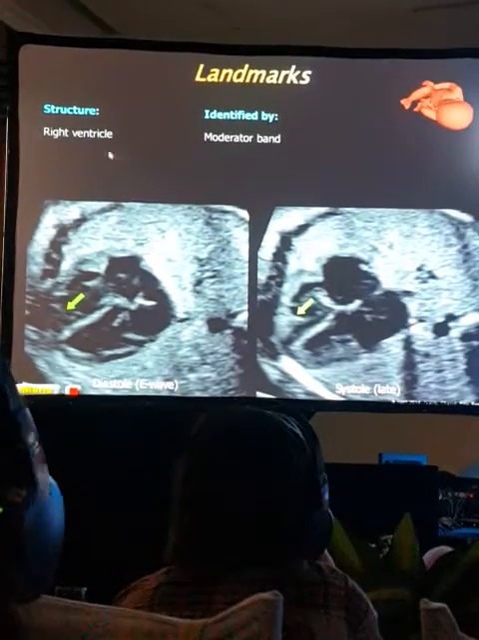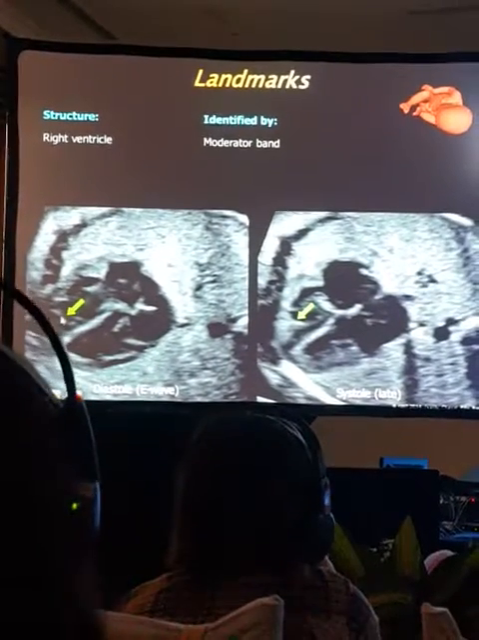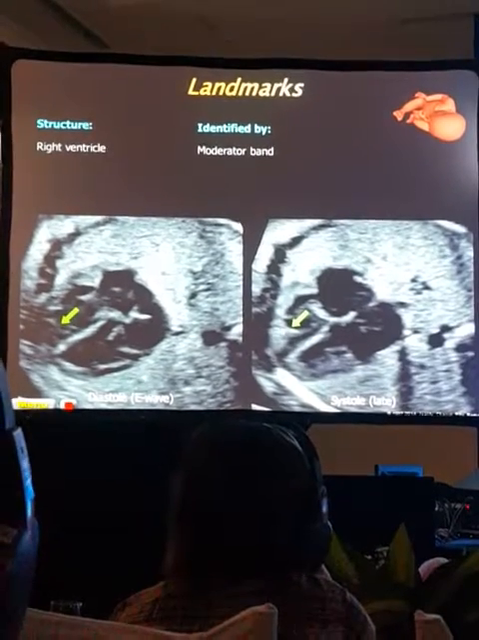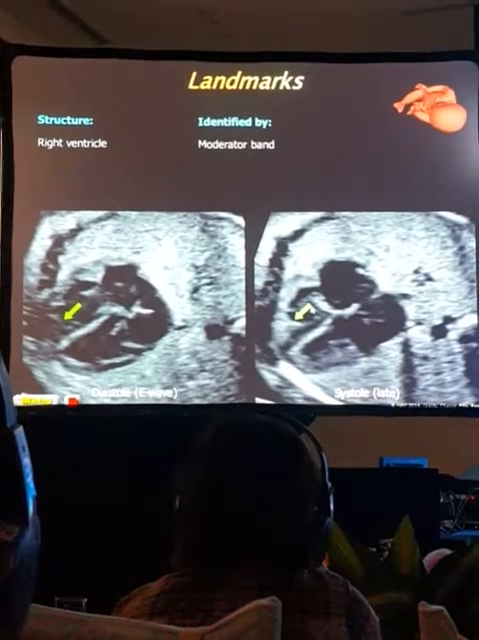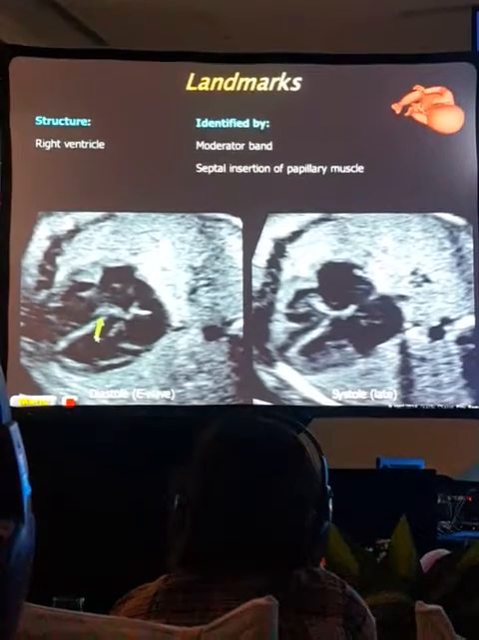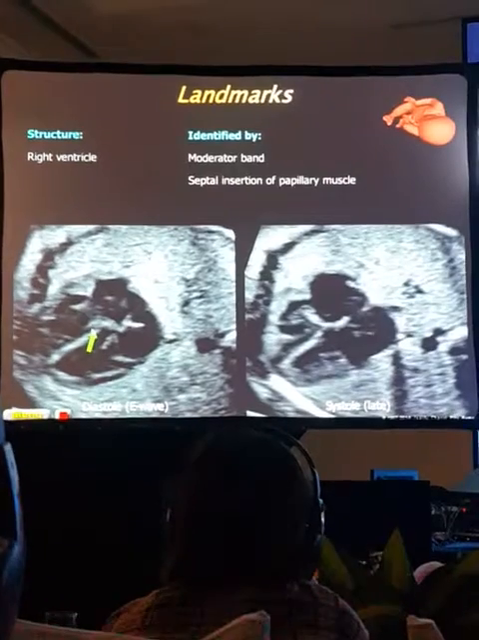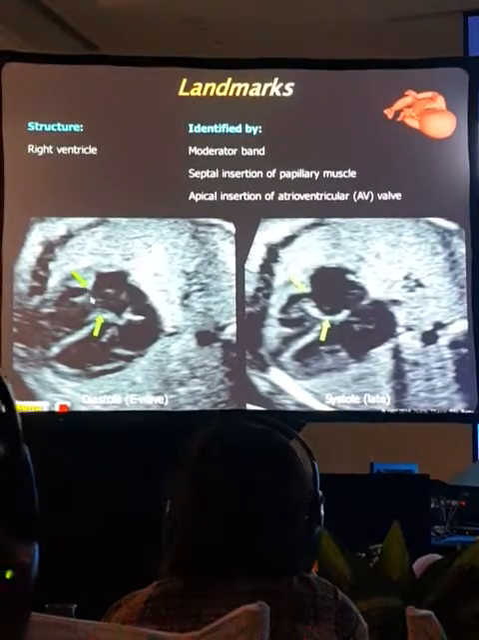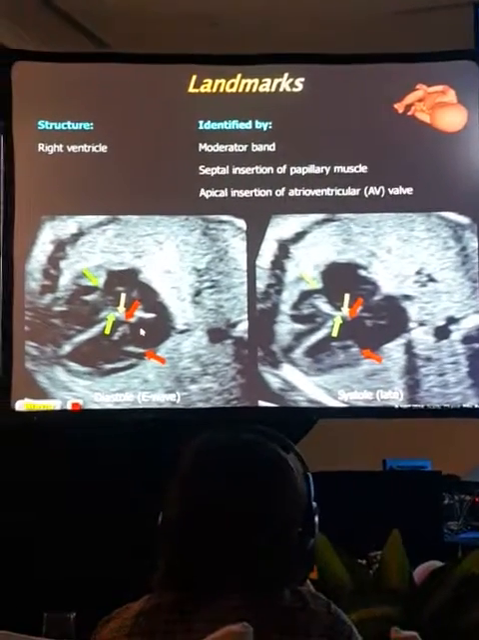Now, how do we identify the right ventricle? Many pieces of information. First, you have the moderator band and the apex of the right ventricle. This is diastole, this is systole, and the moderator band is over here. Notice also that it makes the right ventricle look shorter than the left ventricle. You have the septal insertion of the tricuspid valve over here, and you have the annulus of the tricuspid valve. It's closer to the apex than the annulus of the mitral valve.